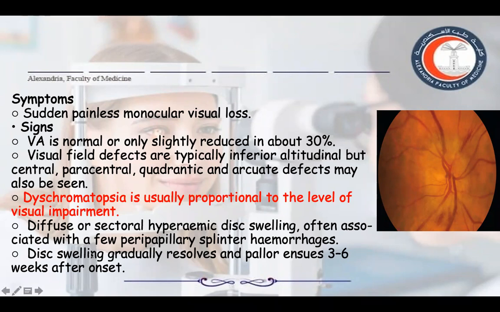Let's continue. As it's an anterior ischemic optic neuropathy, we have a diffuse or sectoral hyperemic disc swelling, often associated with peripapillary splinter hemorrhages. And like all disc swelling, it will gradually resolve and result in disc pallor. Which type of optic atrophy will we encounter in this patient? Can anyone answer me?